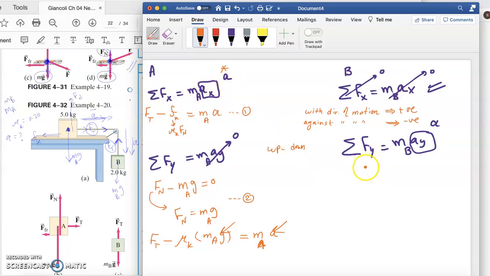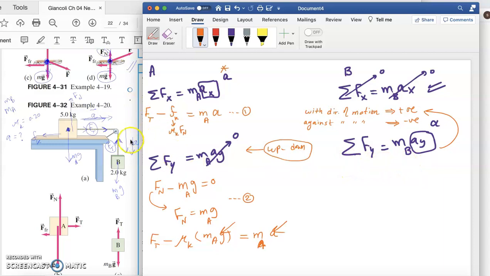Okay, what about object B? Now, up minus down, because there is no motion along the y-axis. Now again, when we are in the y-axis, pay attention, here there is no motion. When we are again in the y-axis for object B, there is motion. So you follow this rule: with the direction of motion is positive, against the direction of motion is negative. Let's see.